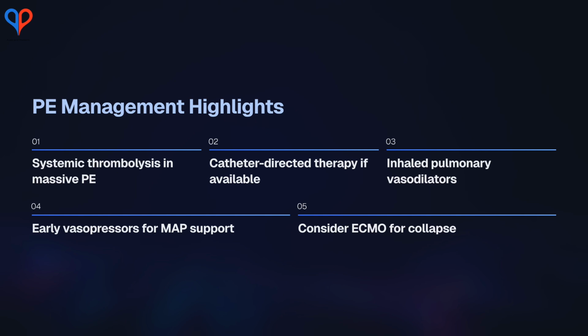Massive PE requires rapid intervention. Systemic thrombolysis remains a primary therapy. Catheter-directed lysis is ideal when available. Vasopressors may be needed to maintain perfusion, and ECMO should be considered for collapse.